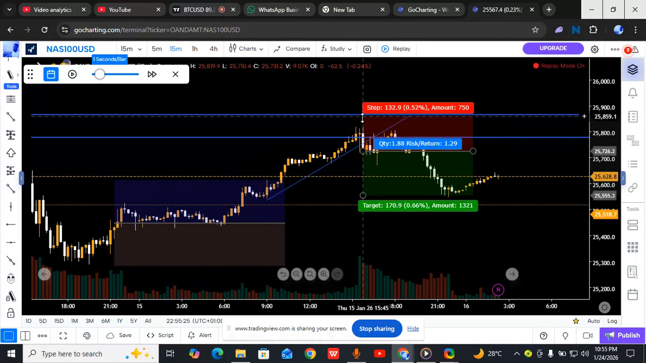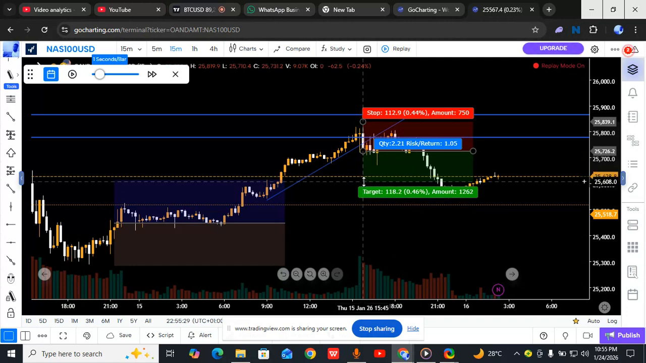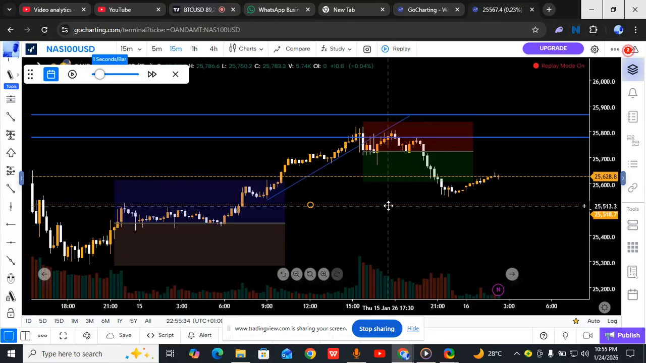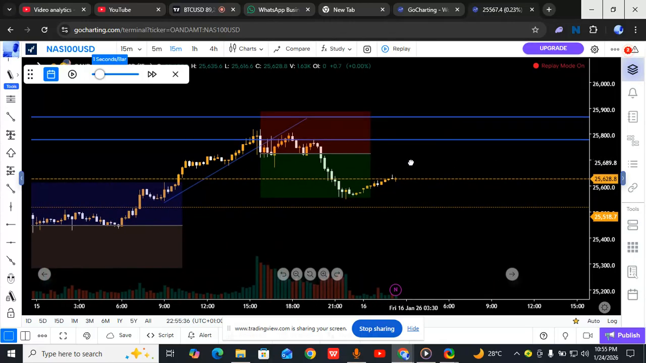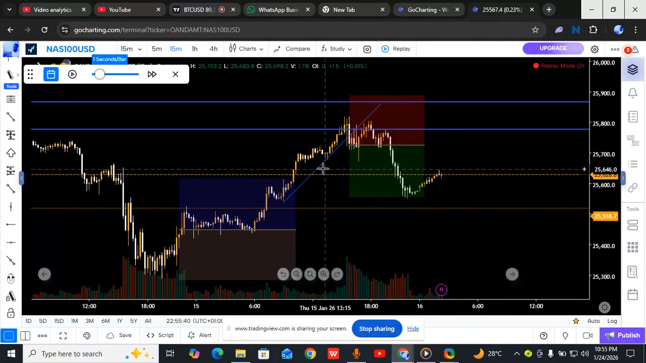Now, even had we used this level as our 1 to 1, you see that TP hit very fast. But even apart from that, regardless of that, we still got our TP hits. So two trades gone, 100% win rate so far.